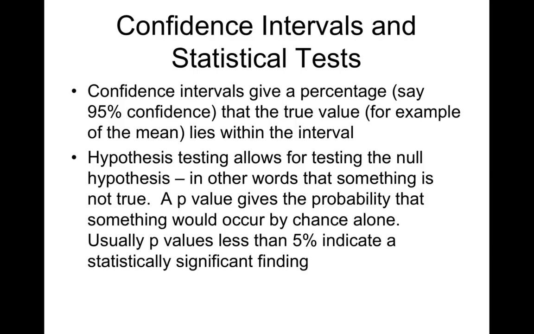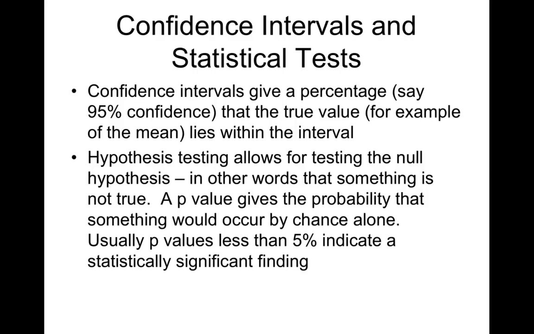What a confidence interval does is it gives you a percentage, let's say 95% confidence, that the true value of the variable you're measuring, for example, of the mean, lies within the interval. So if I tell you I have a 95% confidence level, I mean I'm 95% sure that that mean is going to lie within the interval that I'm specifying for you.